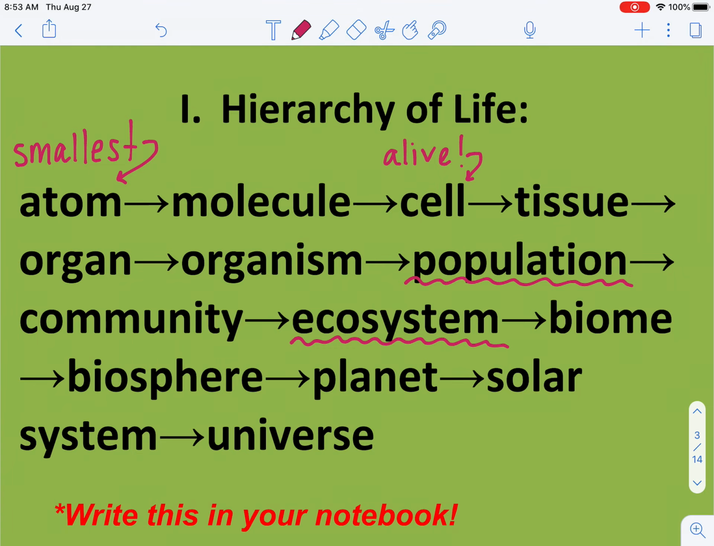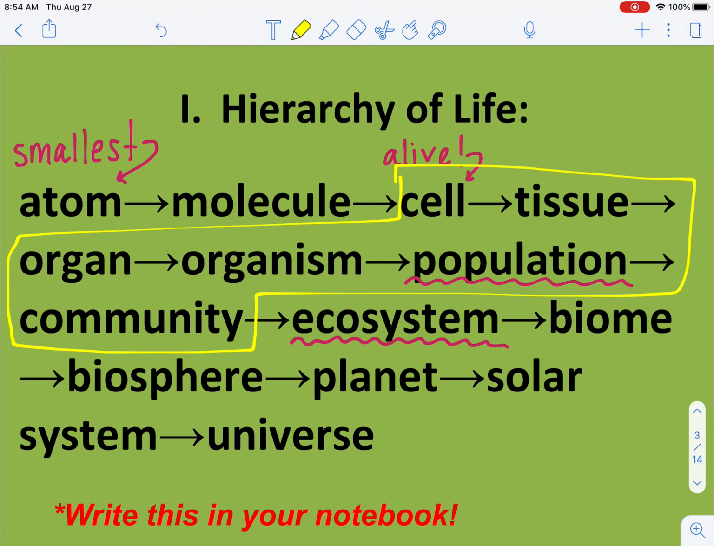But now I want you to consider which ones are alive. So we already said a cell is alive. If we are thinking about only living things, I want you to put a box or highlight or circle these ones here. Those are all fully living things. When we get outside of that yellow box, we start to consider non-living things as well. Another word in science and biology for living is biotic. Non-living is abiotic, or not biotic or living. And everything outside of that yellow box can include living things, but also non-living.